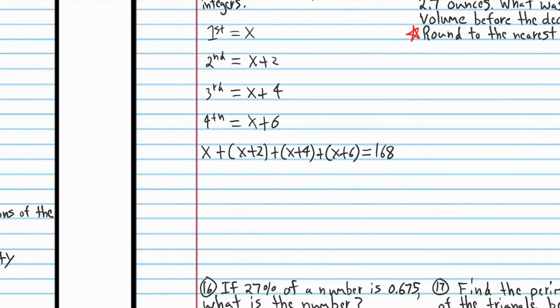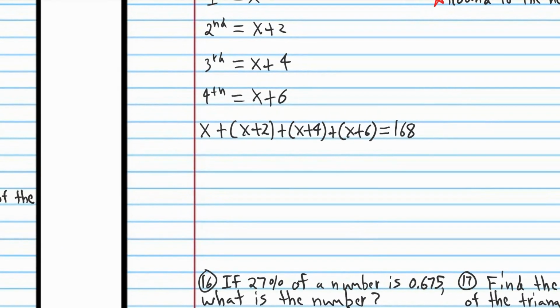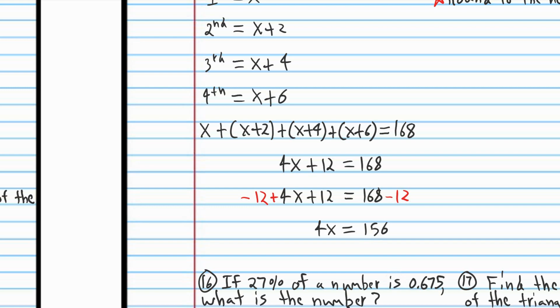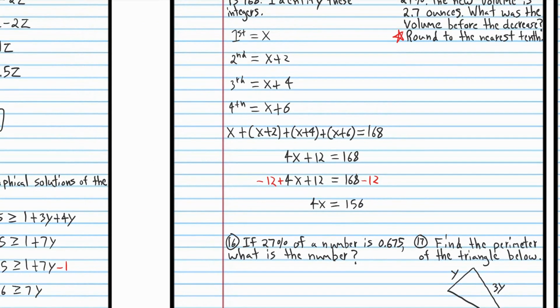So now we're just going to simplify. So we can just get rid of those parentheses. And x plus x is 2x, plus x is 3x, plus x is 4x. So we have 4 x's. And then 2 plus 4 plus 6 is 12. And that just becomes a two-step equation. So we're going to have to rewrite the equation. Subtract 12 from both sides. And we get 156 and 4x. So we have to rewrite that equation. I'm going to move these up a little bit. Give us some room.